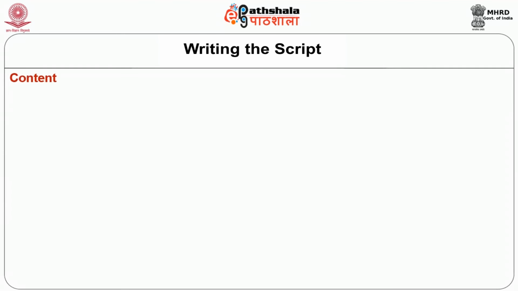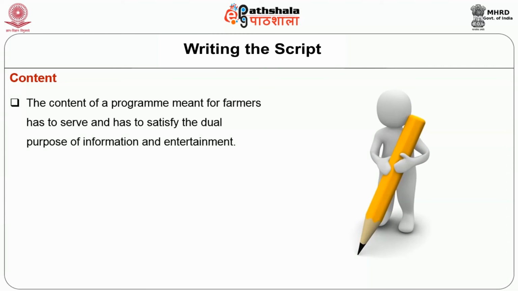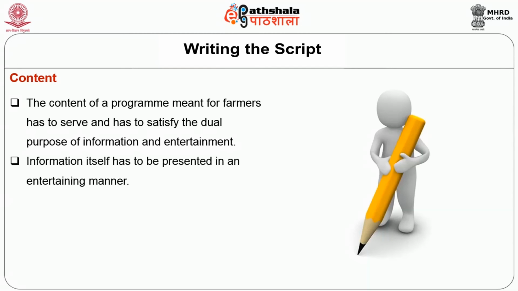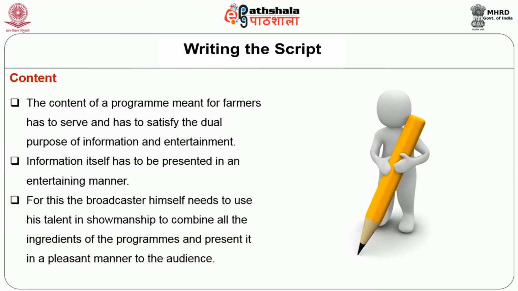Next important item is content. The content of a program meant for farmers has to satisfy the dual purpose of information and entertainment. Information itself has to be presented in an entertaining manner. For this, the broadcaster himself needs to use his talent in showmanship to combine all the ingredients of the program and present it in a pleasant manner to the audience.